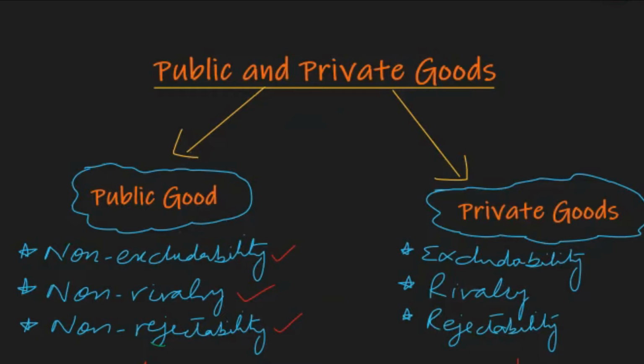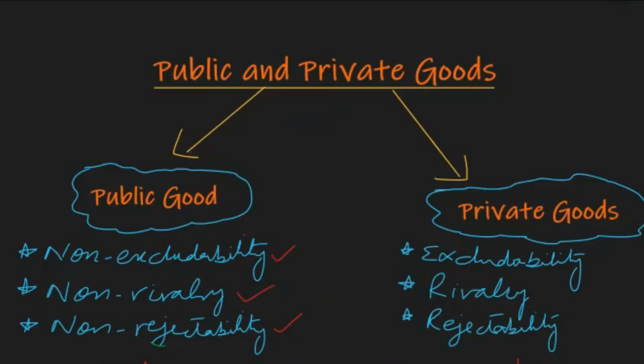These goods are generally provided by the government, and these have three main features: non-excludability, non-rivalry, and non-rejectability. Non-excludability means everyone is allowed to use the product. Once it is provided to someone, we cannot stop others from benefiting from it. The one who benefits without paying for it is known as a free rider. So free riders are allowed in case of public goods. Those who don't pay for it are free riders.